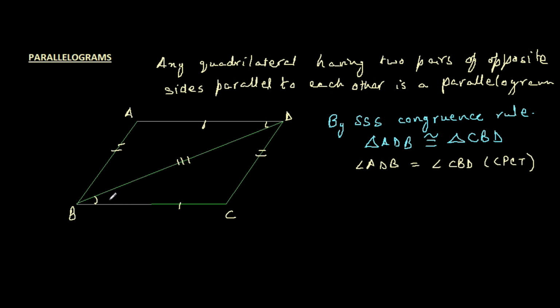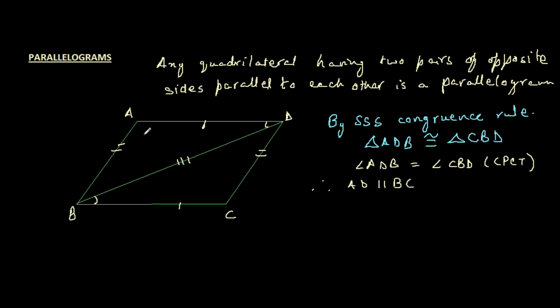So once we have this, that these two angles are equal, and if we look at these two lines, AD and BC are two lines and BD is the transversal, and these two angles happen to be alternate interior angles. We know that if alternate interior angles are equal, then the lines are parallel to each other. So we can conclude that AD is parallel to BC. So we have already proved one of the sides. Let's prove the other pair also.